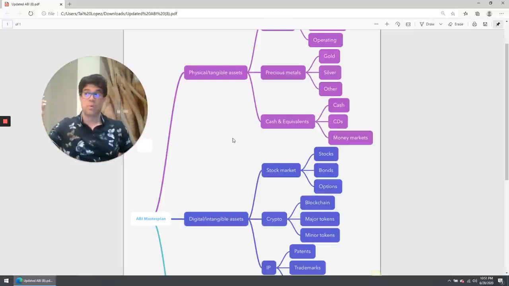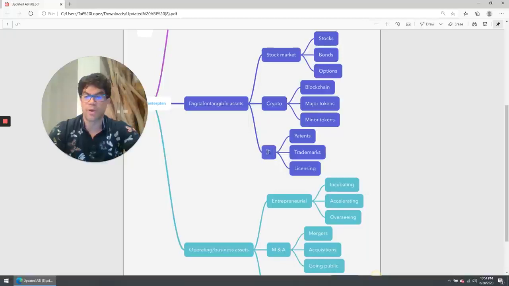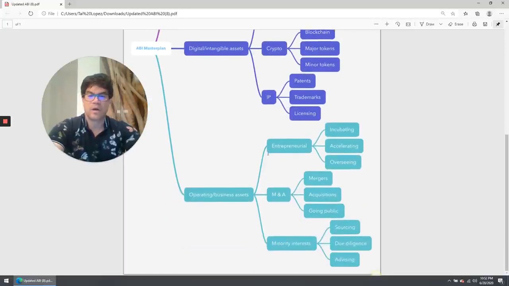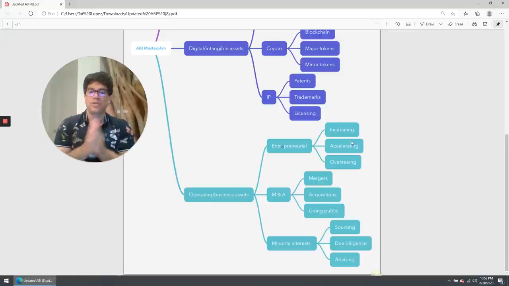And only in the last few years have I even seen people talking about intellectual property. You know how much money there is in owning patents, trademarks, licensing deals, owning intellectual property. I have a good bit of my net worth in IP. Entrepreneurial ventures, this is something you can invest in. There's incubation, acceleration. By the way, when I say entrepreneurial, I'm saying you're not actually running the business.